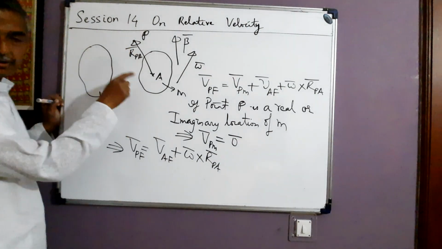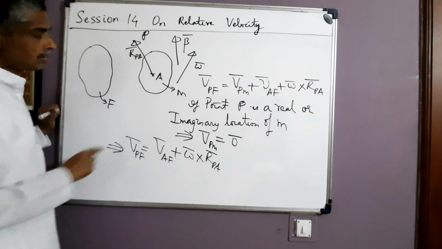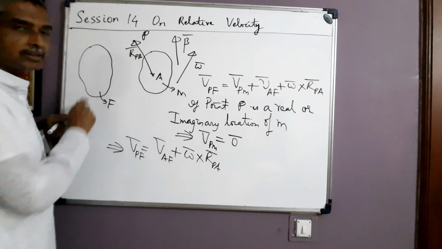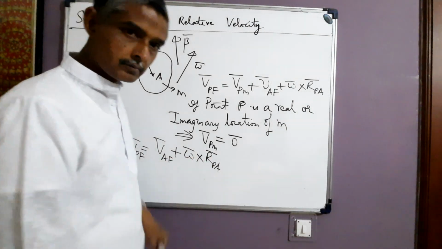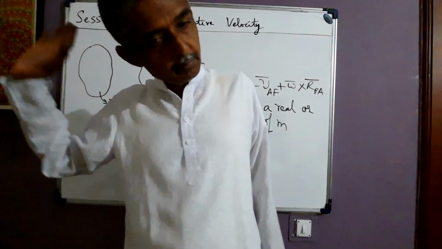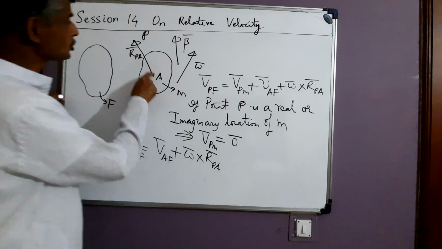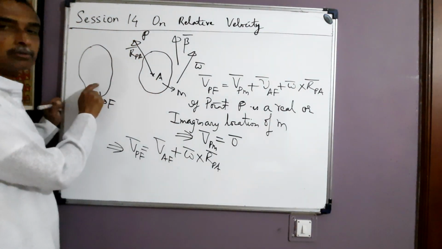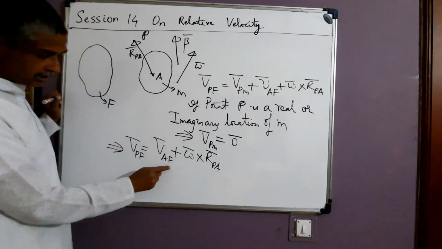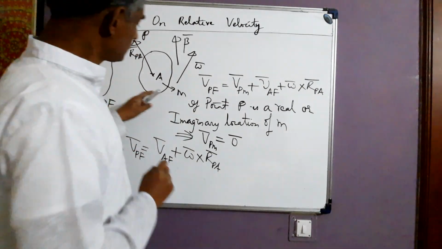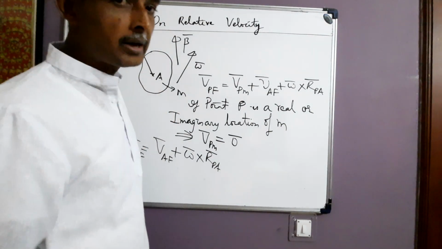So if P and A are two locations of M, and M rotates with respect to F, then VPF and VAF are related by this equation. We have already discussed in the previous videos that if a body M rotates with respect to F, then in general two locations of M will not have identical velocities with respect to F. So this equation gives the relationship between VPF and VAF, where P and A are two real or imaginary locations of frame M.